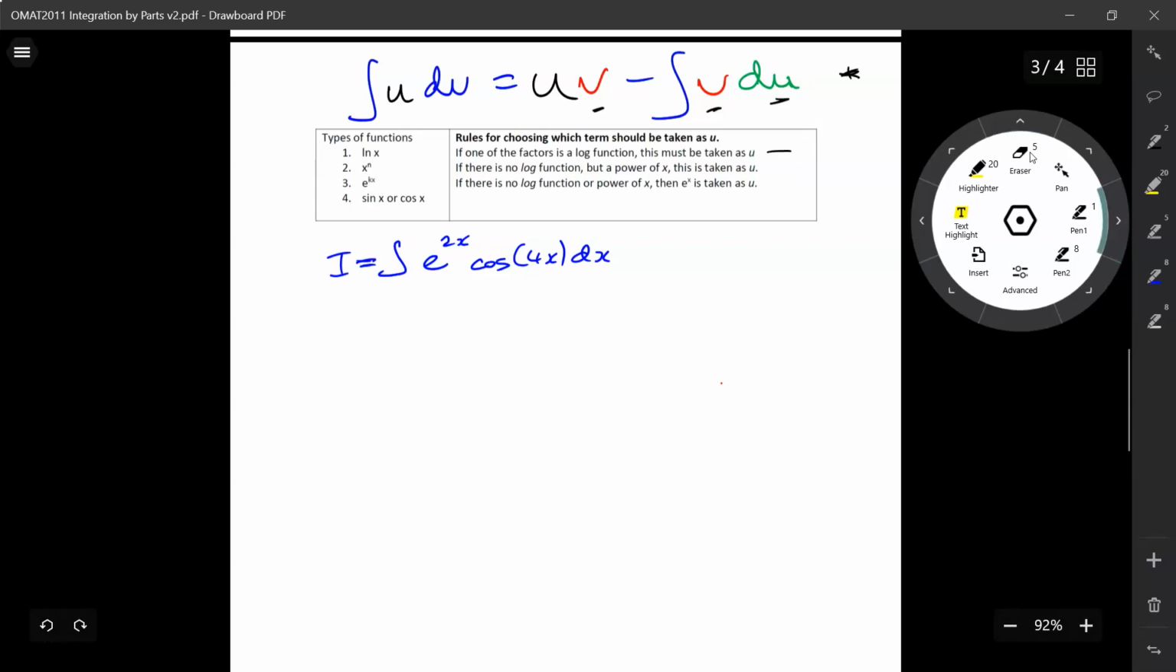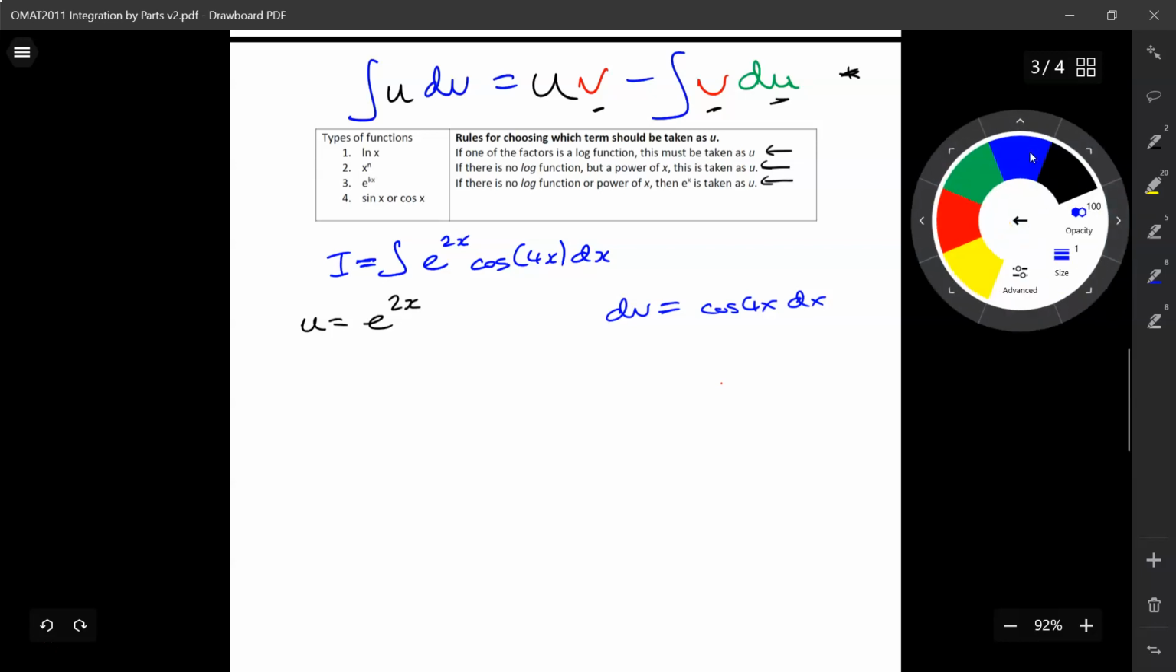The first rule says if there's a log function, that should be set to u, but we have no log function. If there's no log function but a power of x, that's taken as u, but we have no power of x. So we can skip to the third rule. If there's no log function or power of x, then the exponential term is taken as u. So we say u is equal to exponential 2x. dv is everything else, so dv is cosine 4x dx.